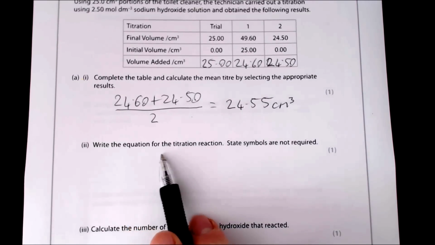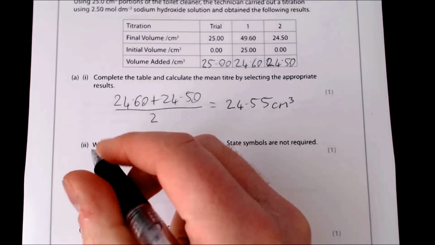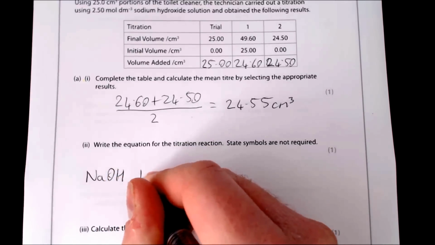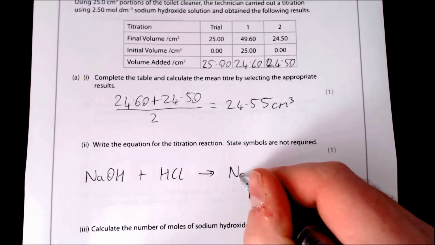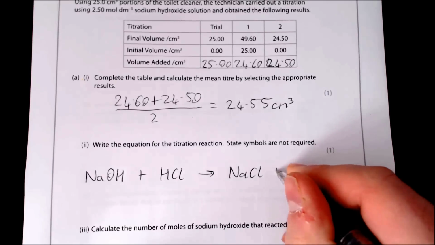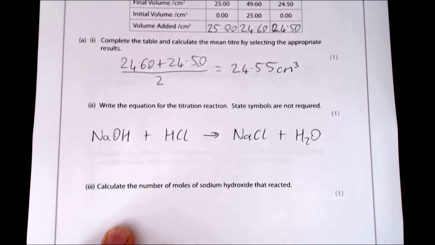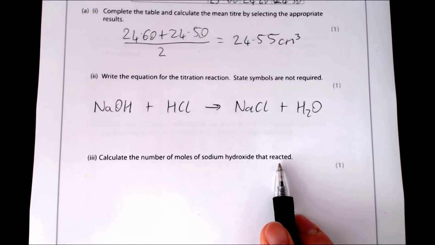Then it says write the equation for the titration reaction. State symbols are not required. So this is just a very straightforward reaction. Sodium hydroxide is going to react with hydrochloric acid, HCl, and that's going to form sodium chloride, which is your salt, plus water. There we go. So nice and easy.